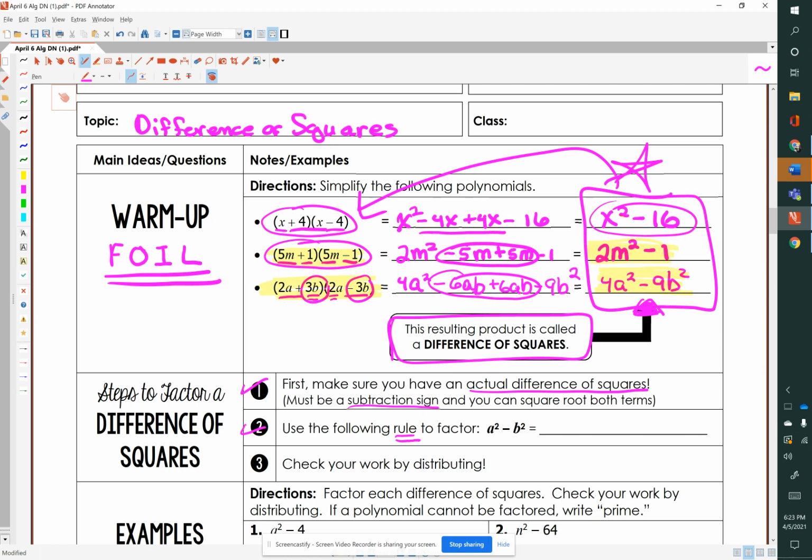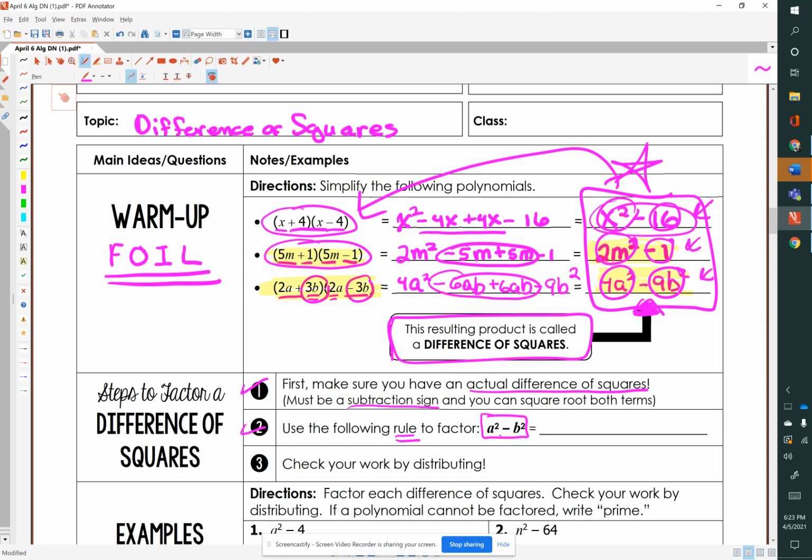Now here's our rule: a squared minus b squared. Here we had x squared minus 16, which was a square of 4. We have 2m squared minus 1. 1 is a square of 1. We have 4a squared minus 9b squared. Both those terms are squares. So every term is a square. Okay, so we make sure we have a difference of squares.